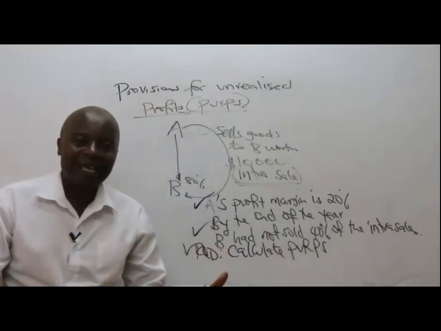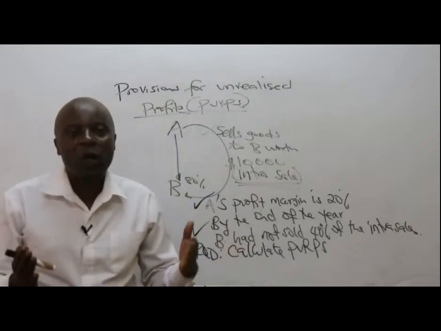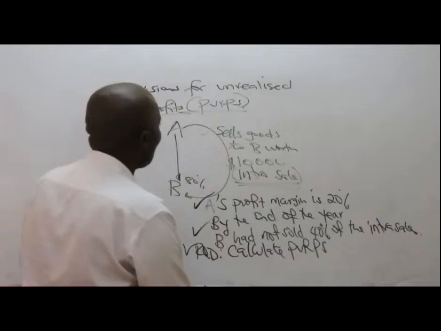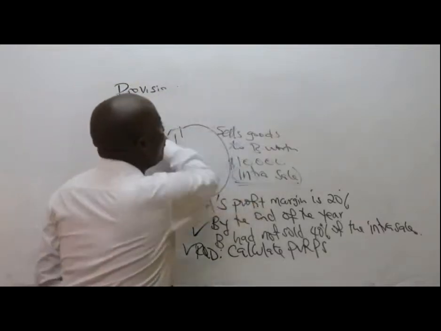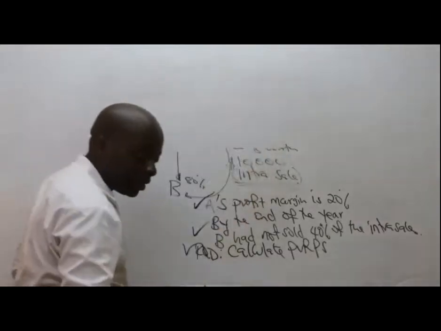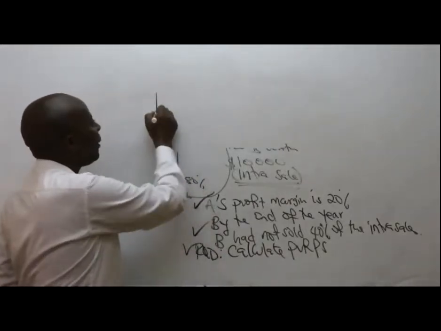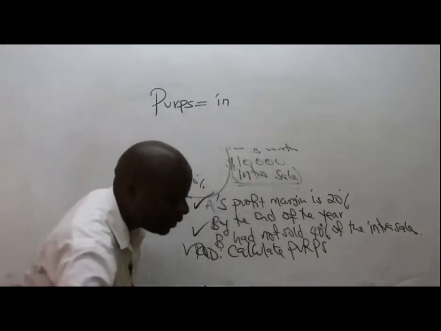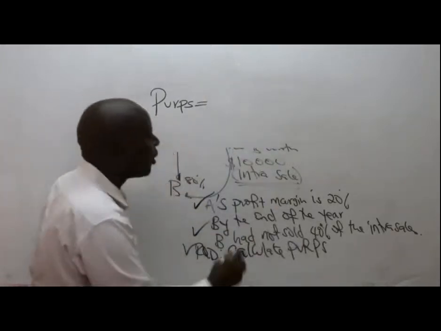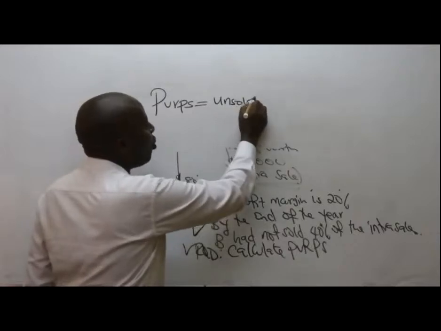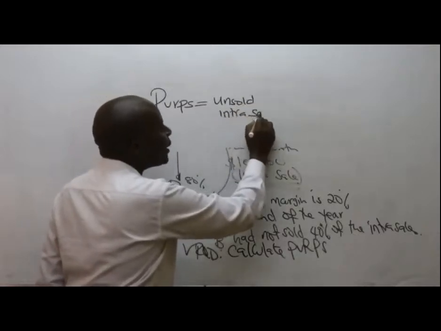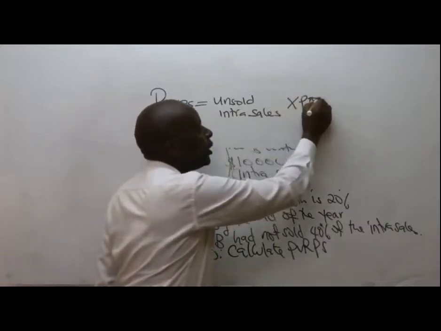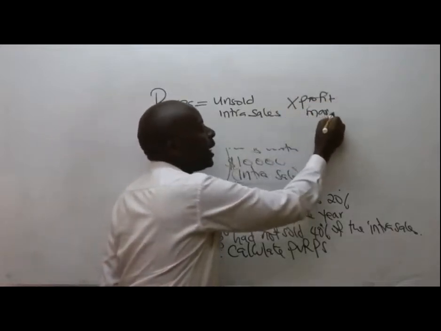So solution, how do we compute these PAPs? What is the formula for getting these PAPs? To get these PAPs, the formula that I would want you to put down is quite an interesting formula. To get PAPs, we normally take the remaining intra-sales, or what we can call the unsold intra-sales, times profit margin.